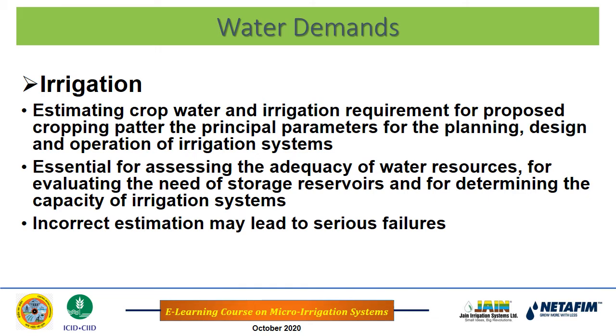So once we know our demand through computations of crop water requirements for all the crops and all the area we plan to cover, we will be able to work out the volumes and discharge of water that would be required. That would help us determine what kind of storages and what capacities of irrigation systems we would require. And again, incorrect estimation may lead to serious failures, so estimation has to be very good and real.